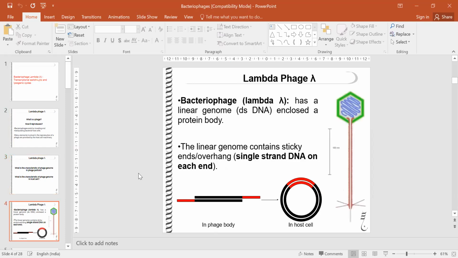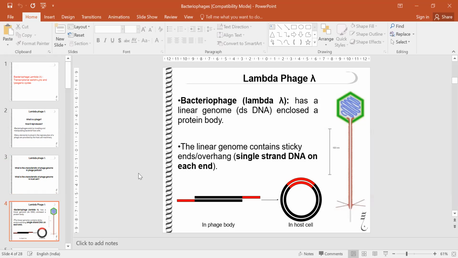Here we talk about the lambda bacteriophage. It has a linear genome, double helix, double stranded, and enclosed with a protein body. So the bacteriophage has double helix linear DNA that is enclosed with a protein body. And the bacteriophage has three parts. One is the head, where it has the DNA, and then it has the stalk. So it's a long stalk, and then it has the tail. So these are the three components present in the lambda phage.